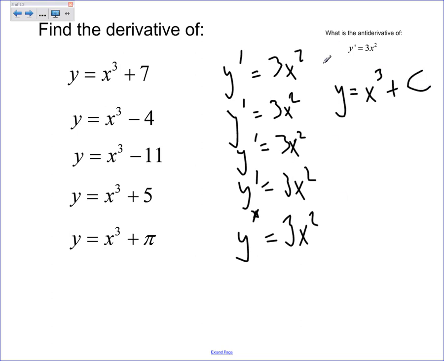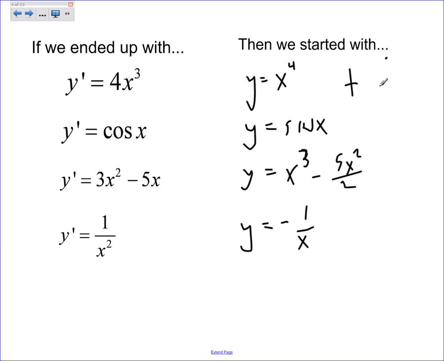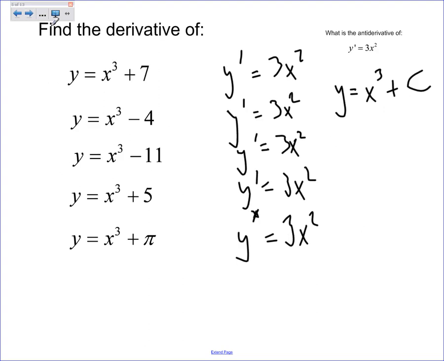When we're taking an antiderivative, working our way backwards, we always include some sort of a constant in the answer. So I should go back and fix these with a plus c, a plus c, all the way through. Anytime we take an antiderivative, we need to have that constant because there could be any number trailing along at the back, as this shows, even pi, and we end up with the same derivative.